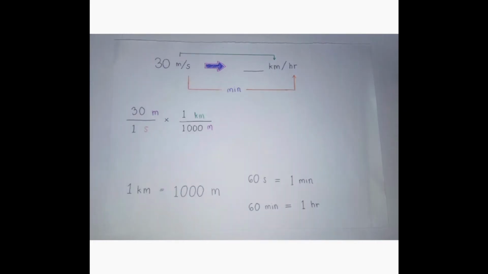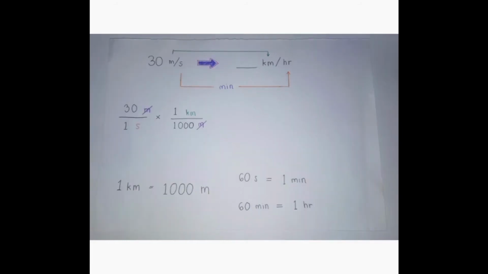Now, let's convert meters to kilometers. And we know that there's 1000 meters per 1 kilometer. So we need to put the unit meters on the bottom, kilometer on top. So this will cancel. So let's convert seconds into minutes using the conversion factor. So we have the unit seconds on the bottom. We need to put it on top, so 60 seconds is equal to 1 minute.